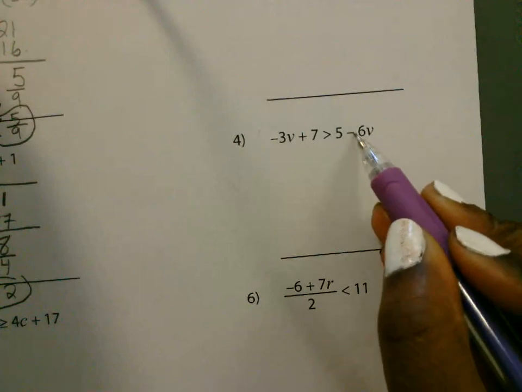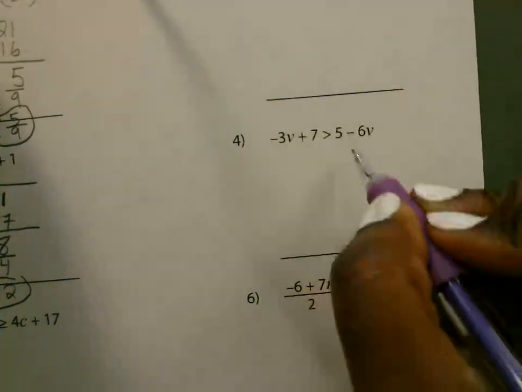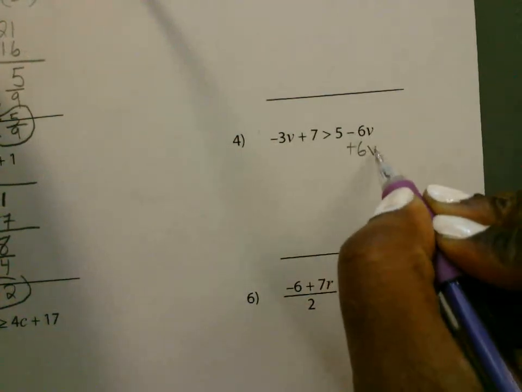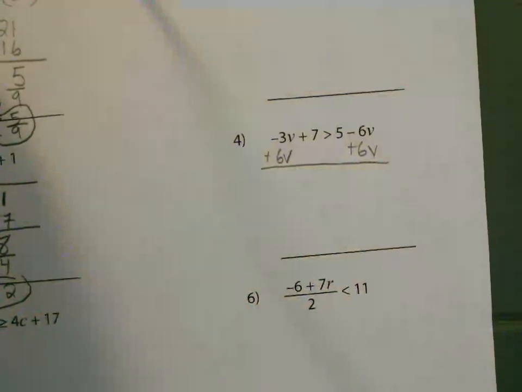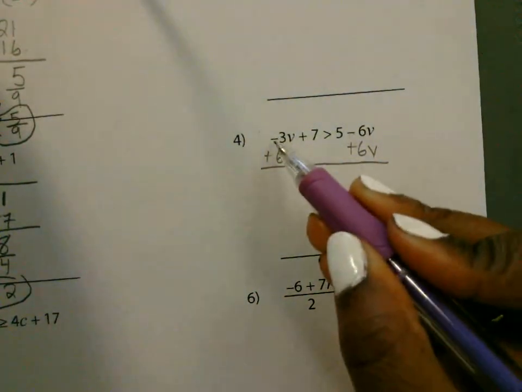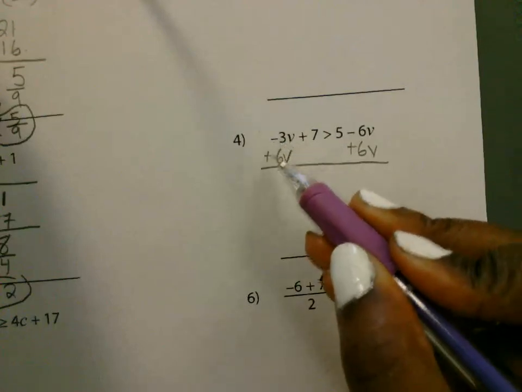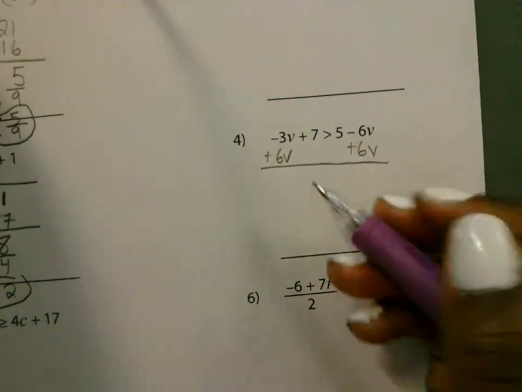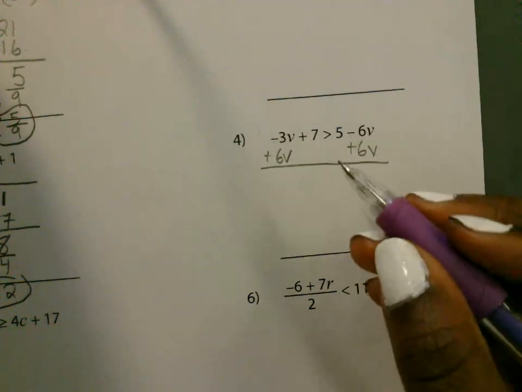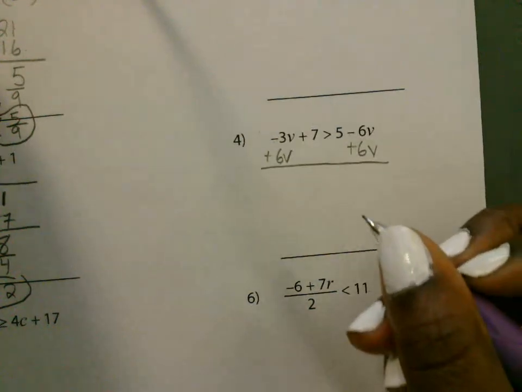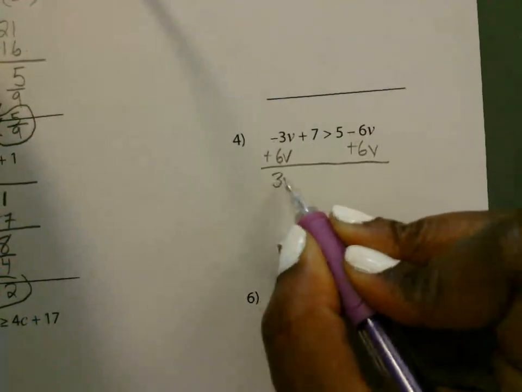How do you move a negative 6v to this side? What's the opposite of that? You add 6v to both sides. Okay. When you add 6v on this side, what's negative 3v plus 6v? What's negative 3v plus the 6v? 3. So we get a positive 3v.